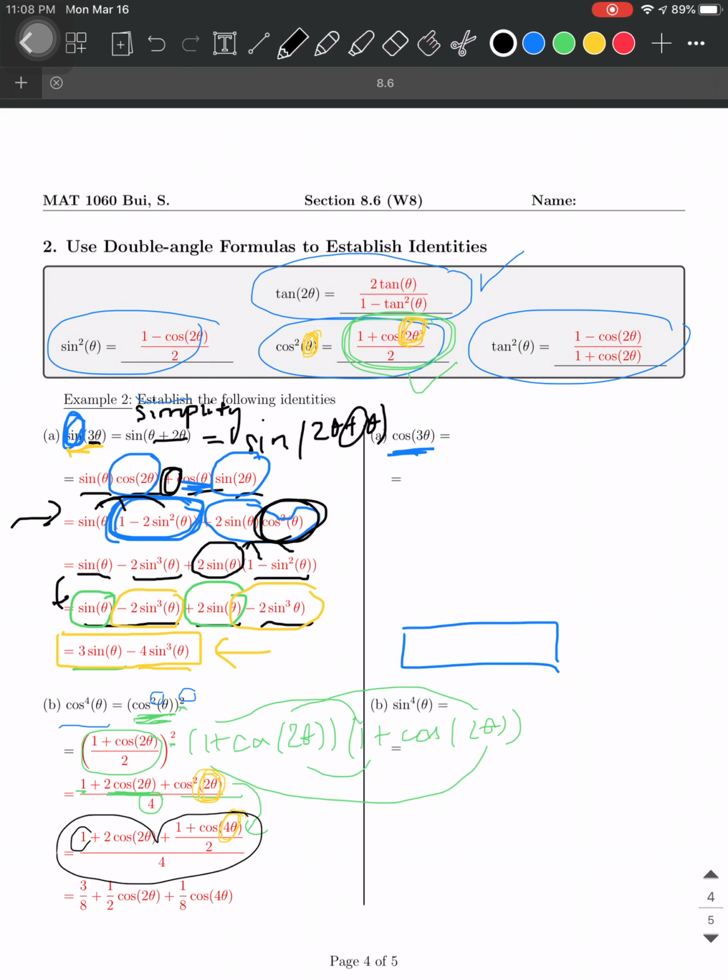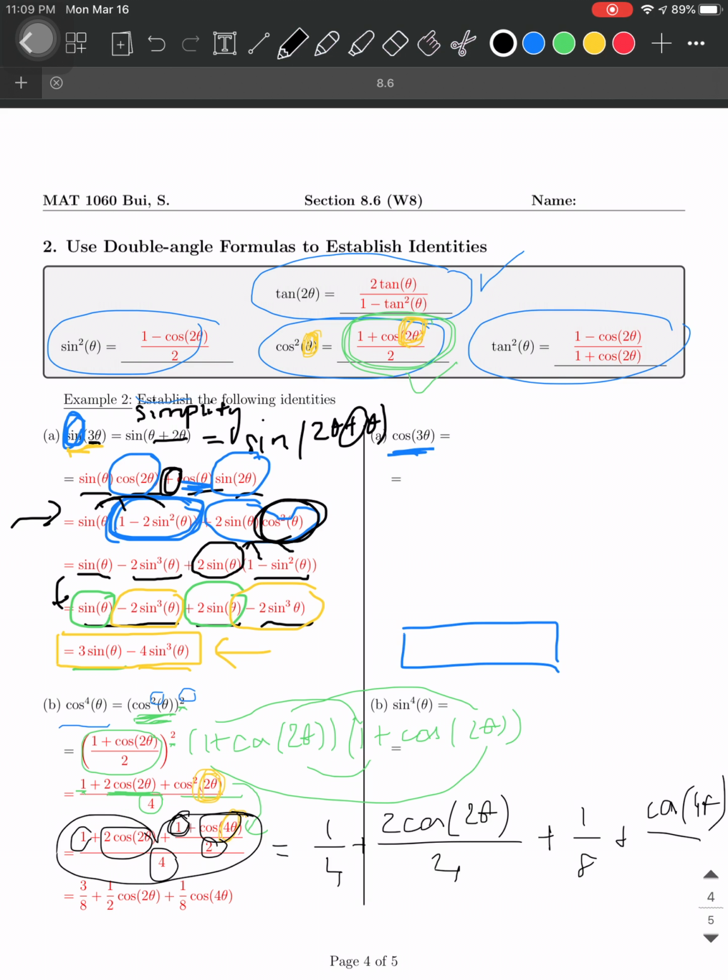So we have 4 parts on the top. First of all, we're going to do 1 divided by 4. And we also do 2 cosine of 2 theta divided by 4. And after that, this 2 and this 4 are together on the bottom, so that makes an 8. Then we have the 1 on top for this one in here. And for the last part, we will have cosine of 4 theta divided by 8.